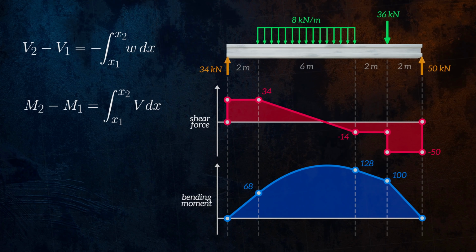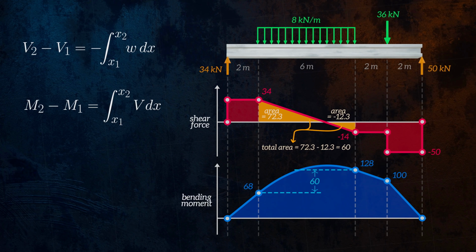We can also calculate the area under the shear force diagram for the beam section under the distributed force. The total area of this section is equal to 72.3 minus 12.3, which is 60. This is equal to the change in bending moment of 60 kilonewton meters over this section of the beam.